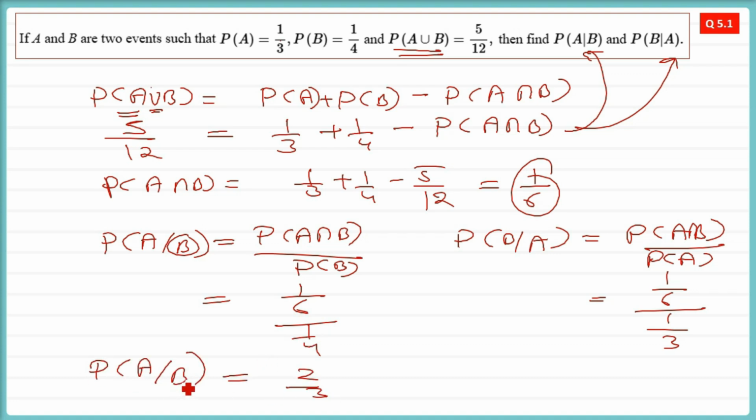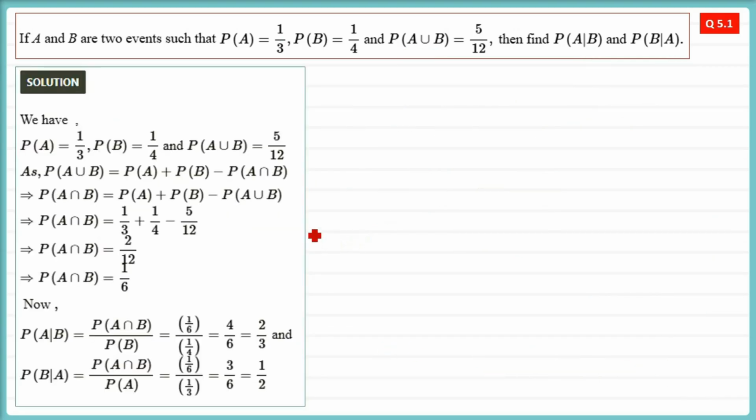When B has already happened, or the probability of B is already known, the event has happened, we find the probability of A, and vice versa in this case, which is going to be 1 by 2 because 3 by 6 is 1 by 2. Now how it is going to be done is in front of you. All the values have to be written first, use the formula and then the normal formula for P(A|B), P(B|A). All the mathematical symbols are there.